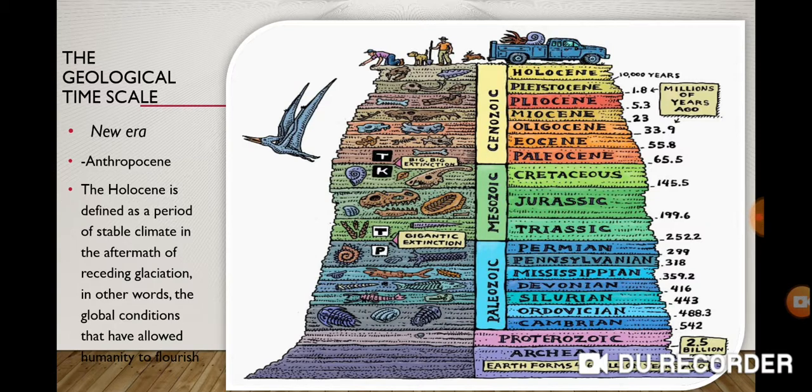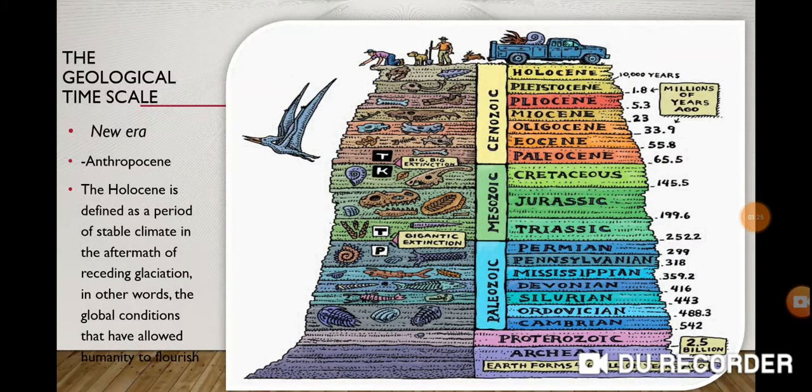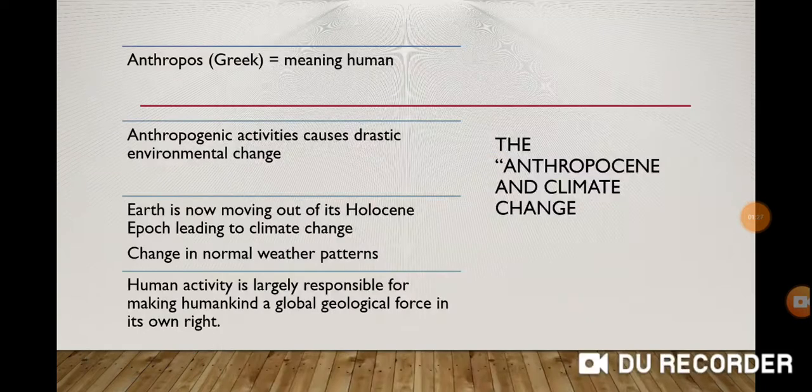Holocene. The Holocene is defined as the period of stable climate in the aftermath of receding glaciation. In other words, the global conditions that have allowed humanity to flourish. However, now we have the Anthropocene, which is the opposite of Holocene because there's no stable climate. So the Anthropocene is the geological timescale whereby humans have a great impact on the environment. Let us look at the next slide.